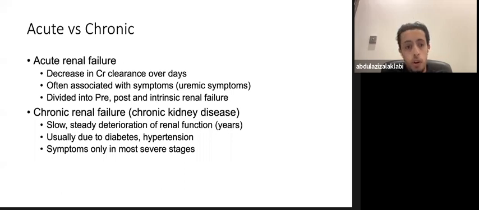On the other hand, you have chronic renal failure. Now, this is over time, over years, over months of deterioration and dysfunction of the kidney, usually due to diabetes and hypertension. You'll have what you call chronic renal failure, and the symptoms are usually in the later stages. Much different than acute renal failure, where you'll have symptoms early on.